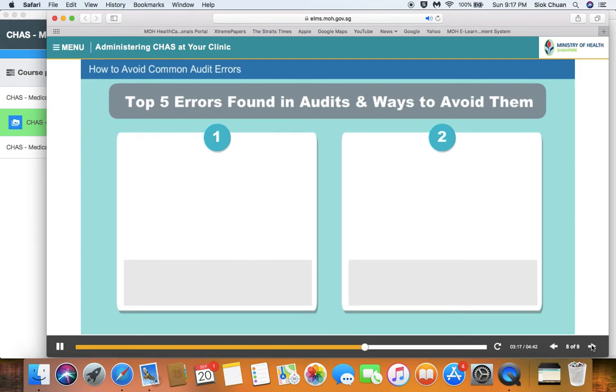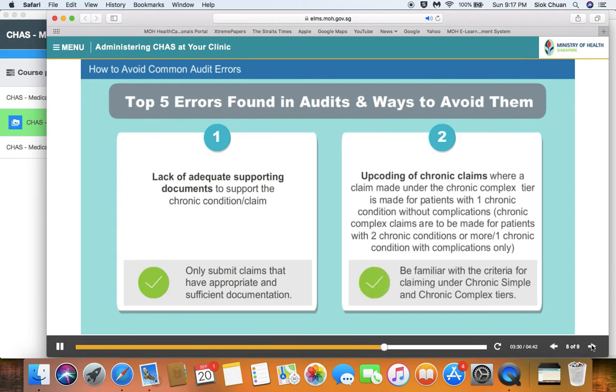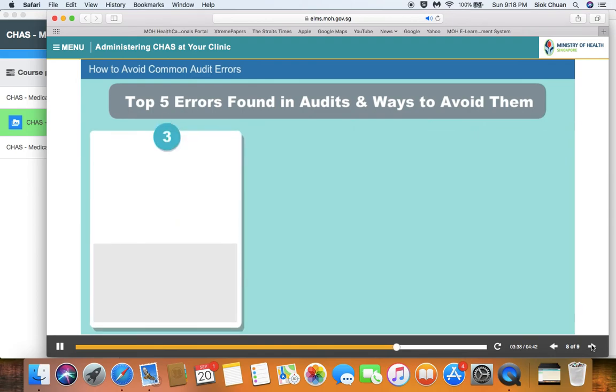For errors where there are no supporting documents to justify a condition or CHAS claim, please check and ensure that you only submit claims that have appropriate and sufficient documentation. For erroneous upcoding of chronic claims, be familiar with the criteria for when your patient is considered a chronic simple or chronic complex patient. Here are more tips on how you can avoid committing common errors found in audits.